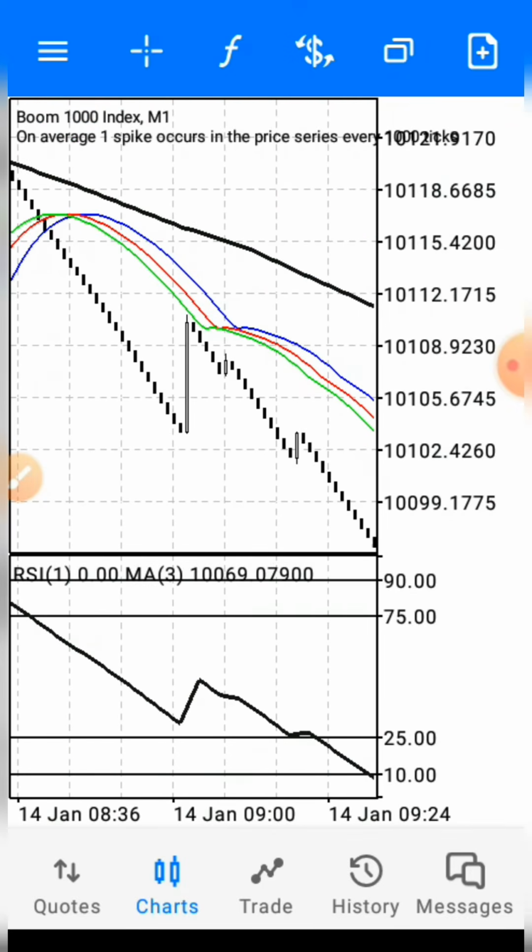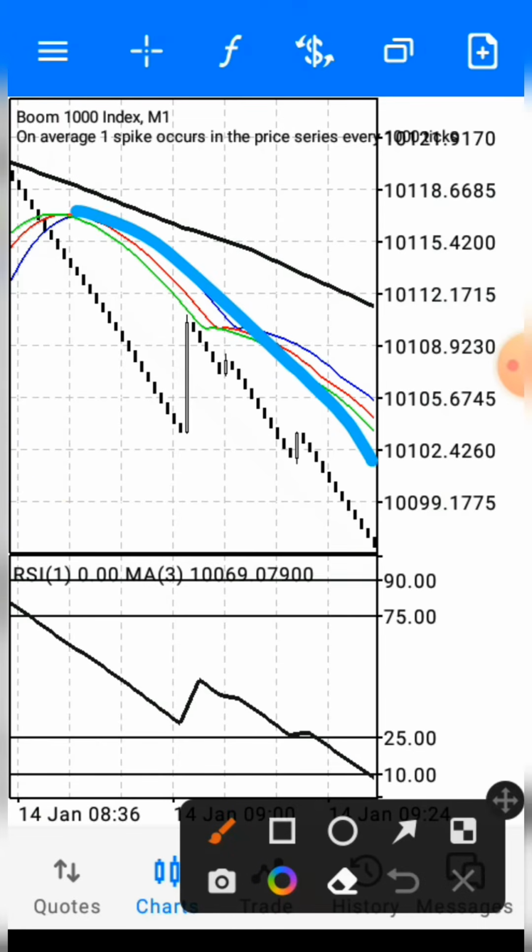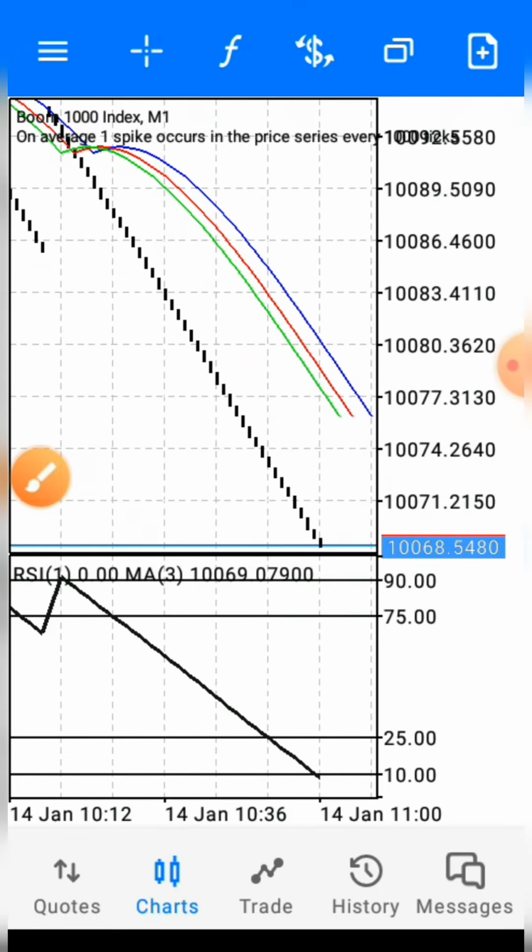So this strategy works on the Boom 1000 and Crash 1000. On Crash, you need to do the opposite. Right here on Boom we are selling, so on Crash you are going to be buying. So that's it. Let me just show you the settings now.